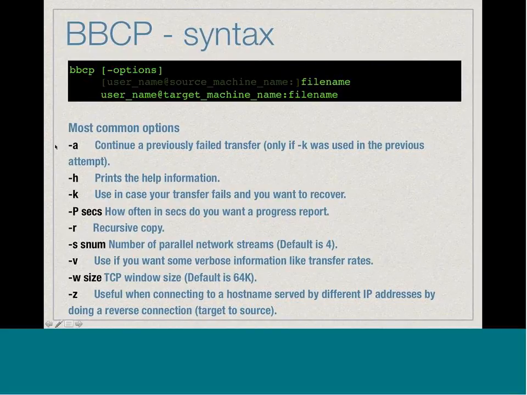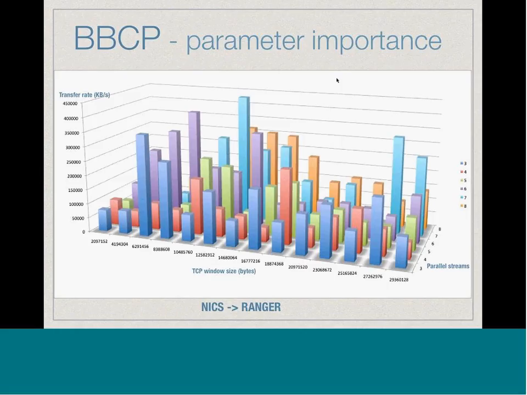Other important options, -a and -k, allow your transfer to retry if it fails, so it just doesn't sit there if it fails. -r is recursive copy, and of course -v is verbose, so you know what the transfer is doing. It's kind of the same syntax as Globus URL copy, where you have options, then you list the source and the file name, and then the destination and the file name. The copy format is familiar, probably from FTP.